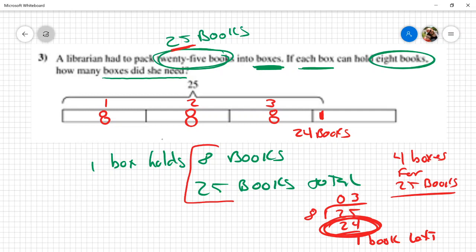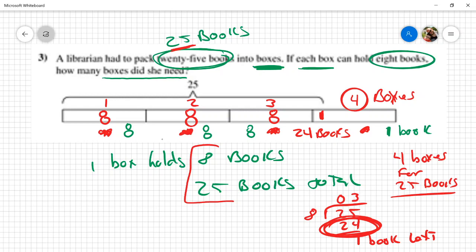This box will have 8 books in it. This box will have 8 books in it. This box will have 8 books in it. But this box will only have 1 book in it. So we need the 4 boxes, but this one will only have 1 book in it. The others will have 8 books in them.